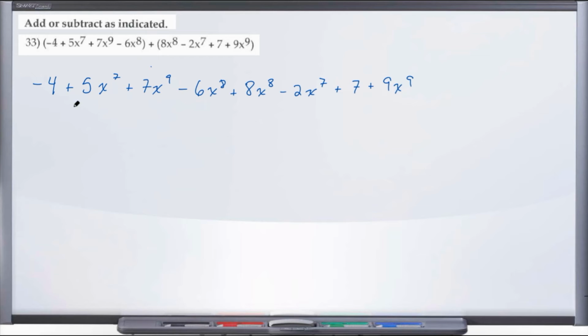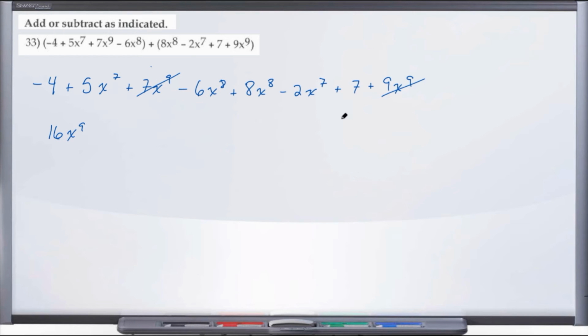All right, so let me make sure I didn't skip any. So we have 1, 2, 3, 4, 5, 6, 7, 8. And is that how many terms we have here? Well, 1, 2, 3, 4, 5, 6, 7, 8. All right, so we got them all. Now let's combine like terms, starting with the highest degree, the highest power, and I think that's going to be a 9. So we have a positive 7x to the 9th plus 9x to the 9th. That's going to give us a 16x to the 9th. So let's get rid of those two terms so we don't reuse them.